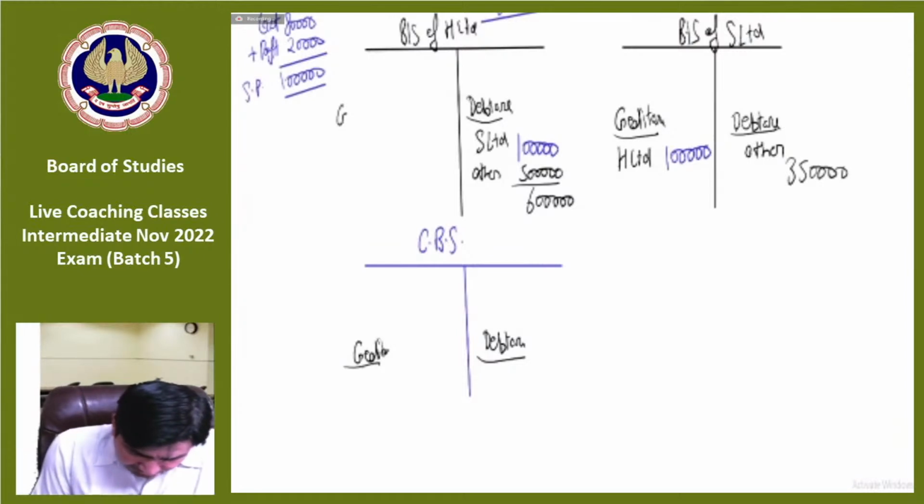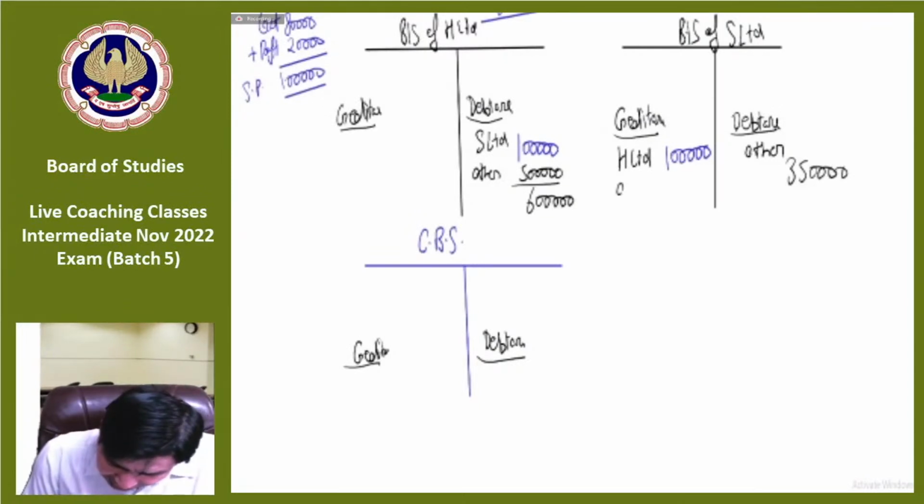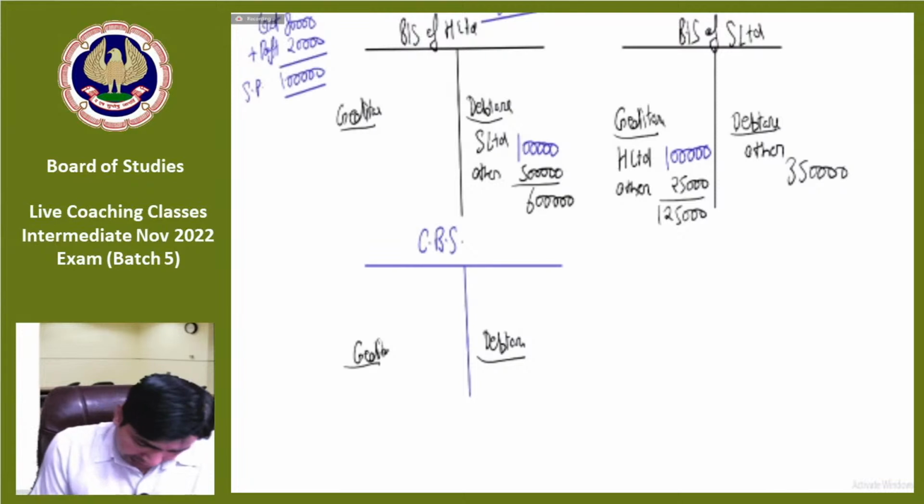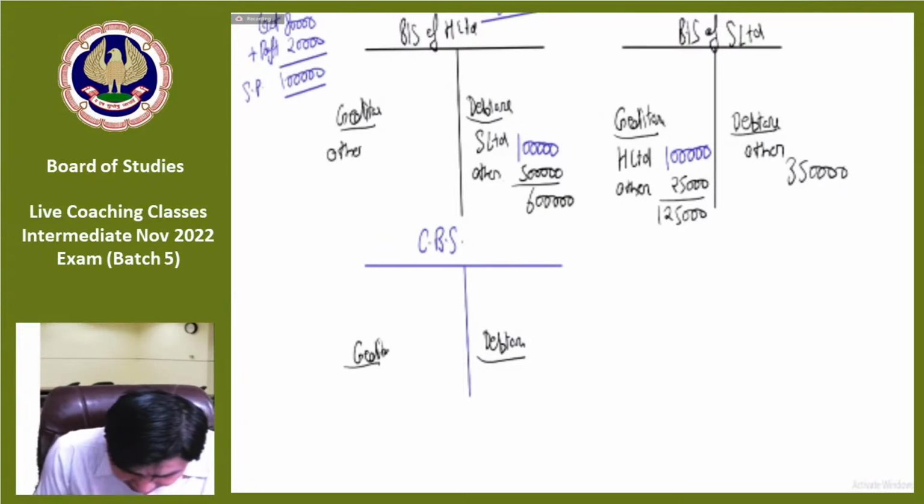In the case of creditors, there were some other creditors in the books of the subsidiary company, suppose 1,25,000. And in the books of the holding company there were only other creditors, not S Limited, and those were 76,000.